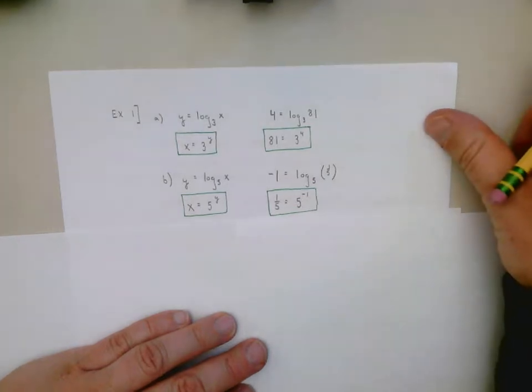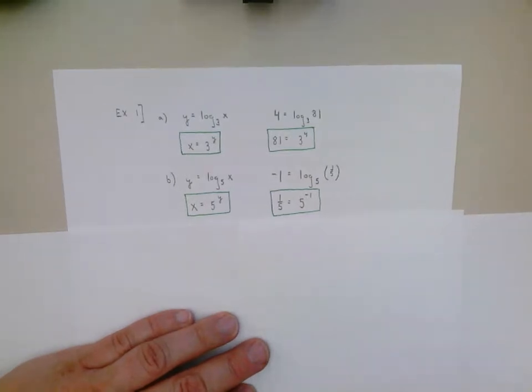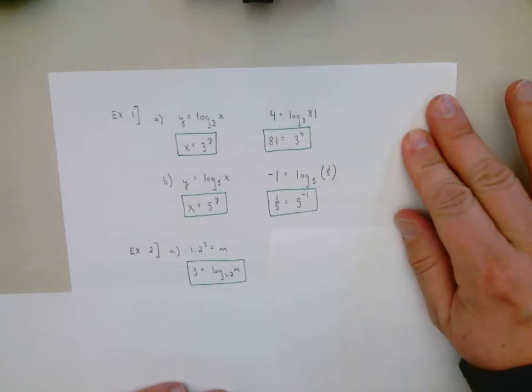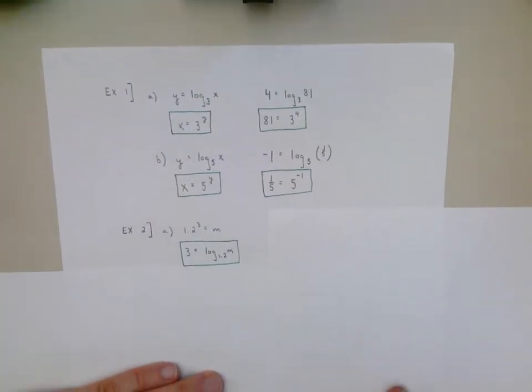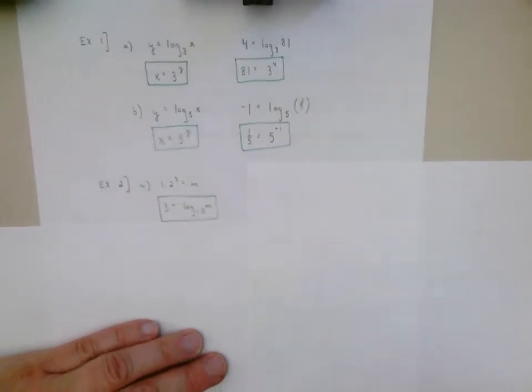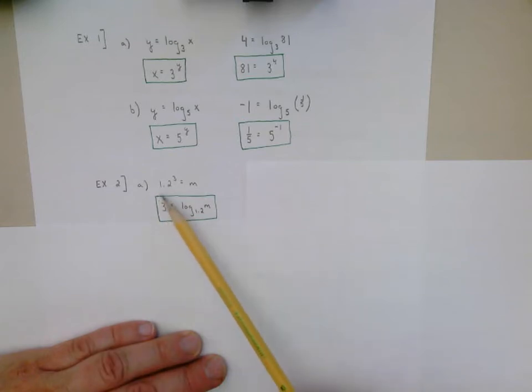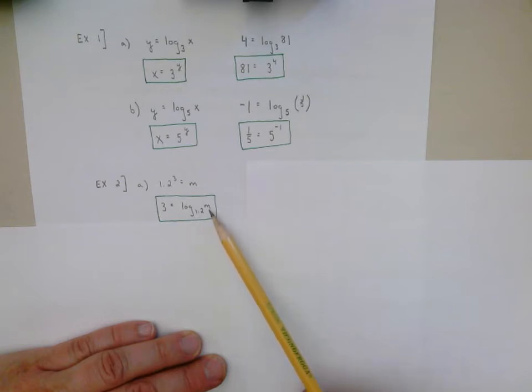Okay? In the next couple of examples, I'm going to give you an equation in either exponential or logarithmic form, and we're just going to change it to its equivalent form. So here's our first example, example 2a. I'm giving you an exponential equation: 1.2 to the third power is equal to m. If I want to write that as a logarithm, that means that this 3 is the exponent that goes on the base of 1.2 in order to make the power equal m.